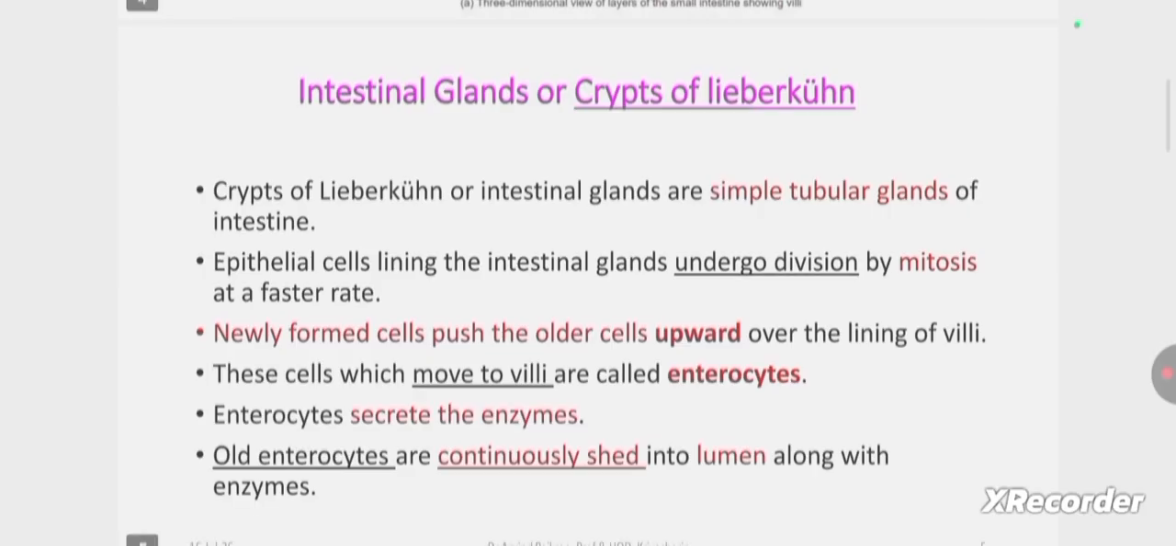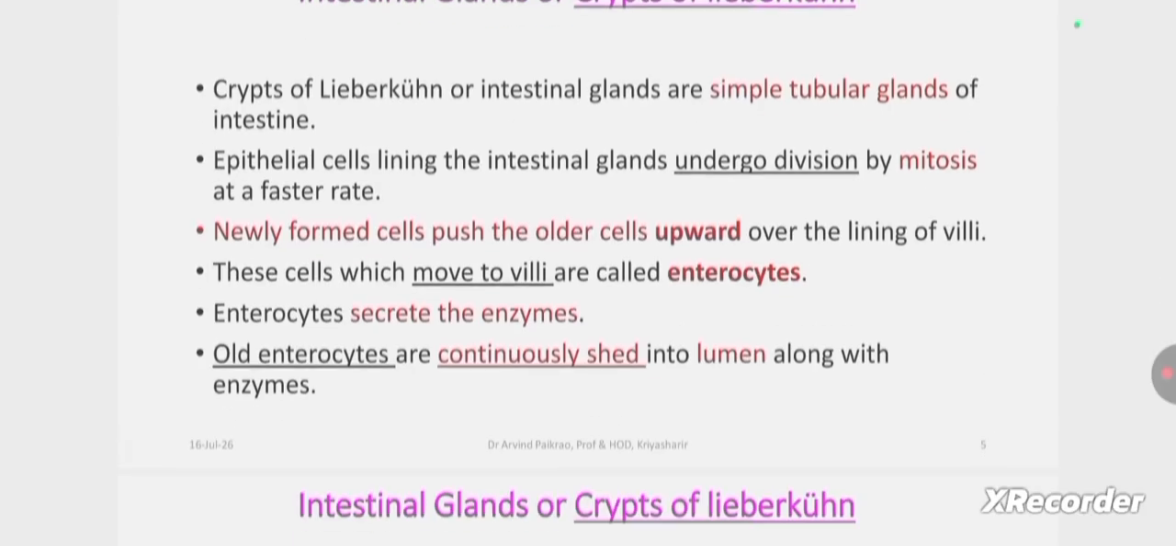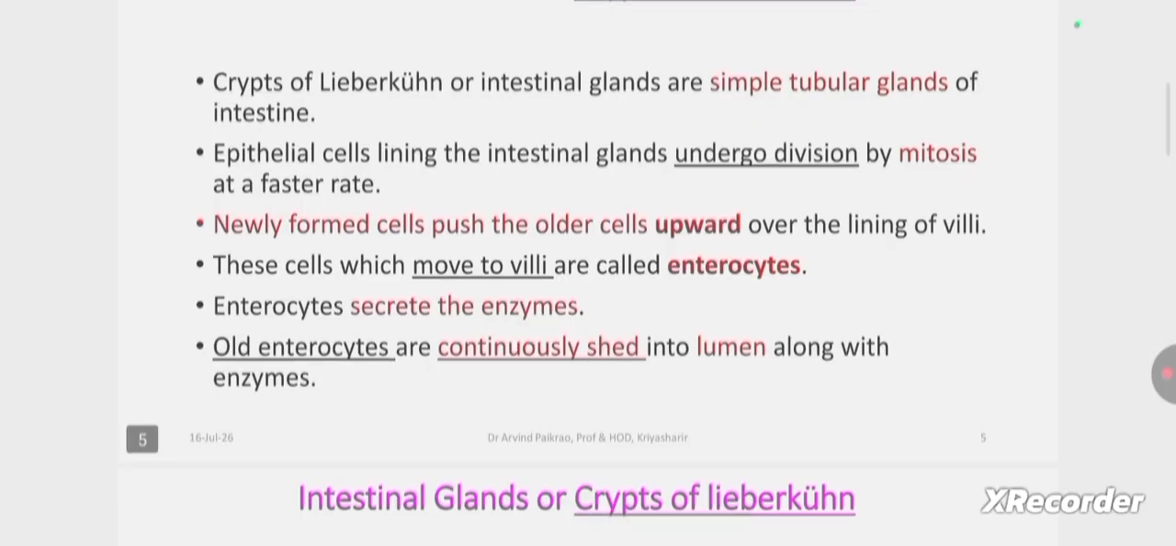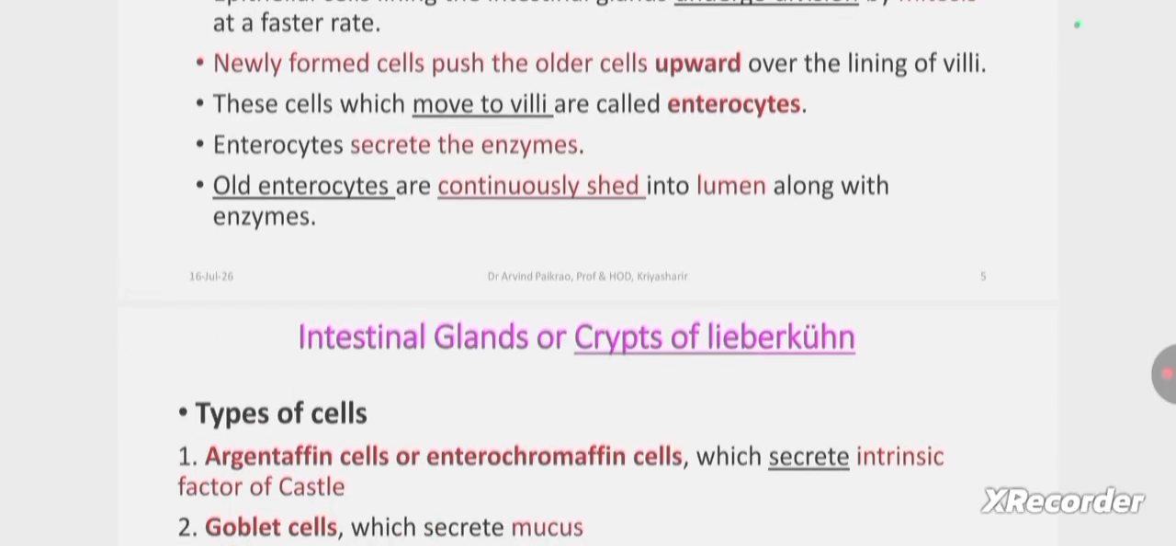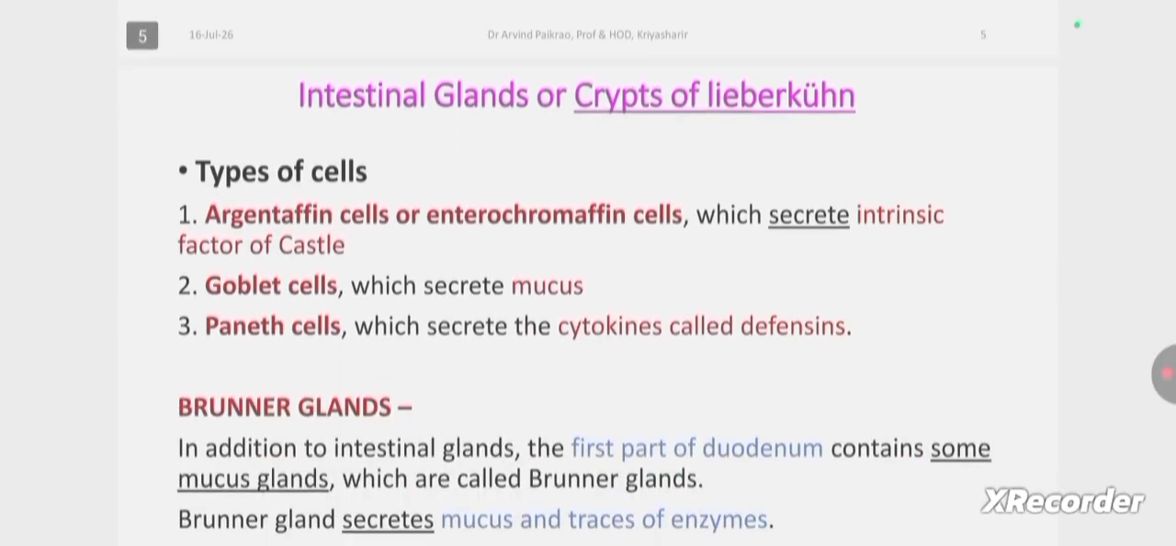The reason behind it is that the older cell will be pushed away and shed off with its secretion into the small intestine. Because of that, the older cells will be replaced by newer ones, and that is the reason it has a faster mitotic division. Then, as I already said, the enterocyte will be sloughed off along with its secretion in the small intestine. Then we'll see the intestinal gland.